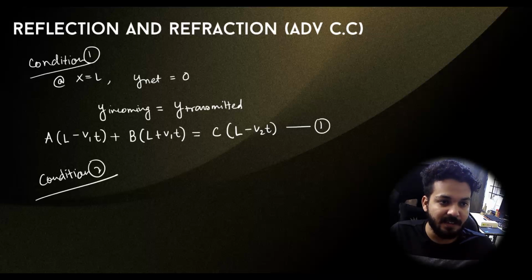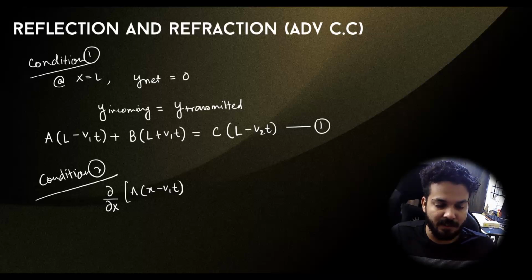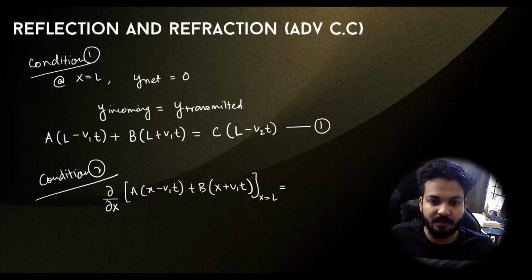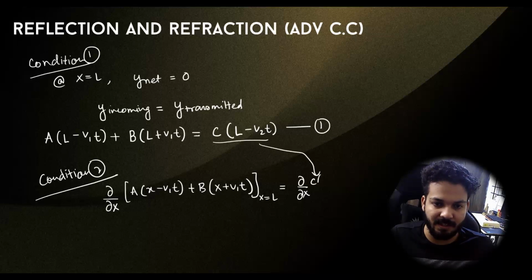We said that the slope, okay, now how do you find the slope of a wave? You differentiate the wave, partially differentiated with respect to x. So differentiation of the incoming wave, which is a of (x − v1t), plus b of (x + v1t) at x = L, should be equal to the partial differentiation of the other wave, like this wave right here, but just replace it with x. So c of (x − v2t).